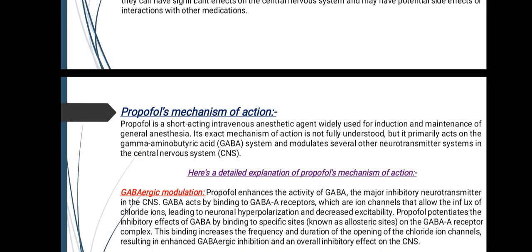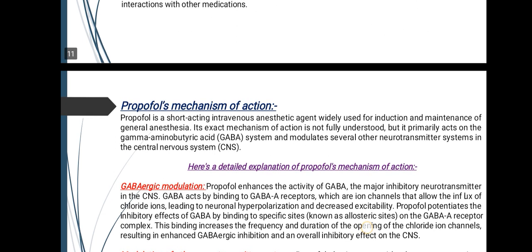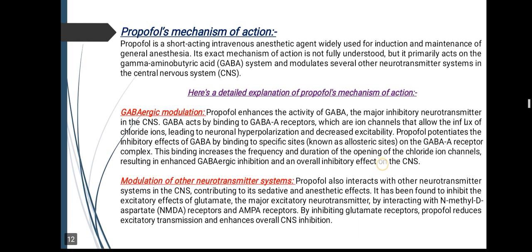Propofol mechanism of action. Propofol is a short-acting intravenous anesthetic agent widely used for the induction and maintenance of general anesthesia. As I mentioned earlier, anesthesia is a type of insensitivity to pain. Its exact mechanism of action is not fully understood, but it primarily acts on the gamma-aminobutyric acid, which stands for GABA, system, and modulates several other neurotransmitter systems in the central nervous system. Detailed explanation of the mechanism of action of propofol.